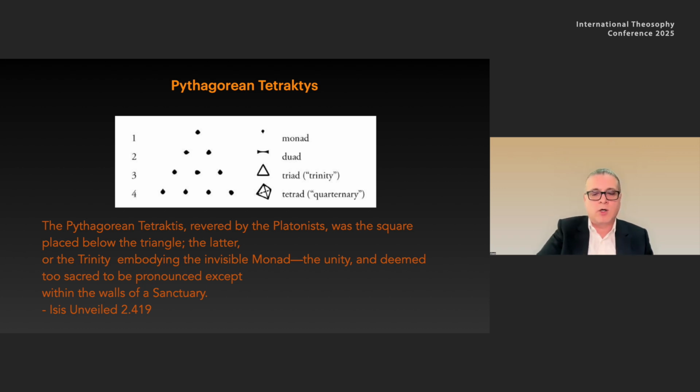Page 49, volume 2, wherein it says that the Pythagorean Tetraktys, revered by the Platonists, was the square placed below the triangle, the latter or the trinity embodying the invisible monad, the unity, and deemed too sacred to be pronounced except within the walls of the sanctuary.